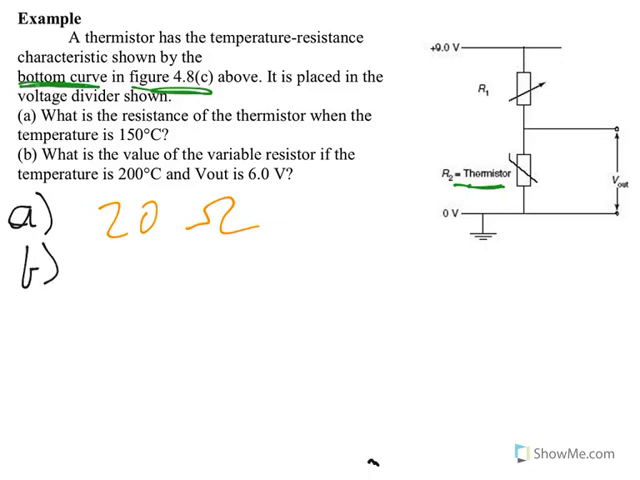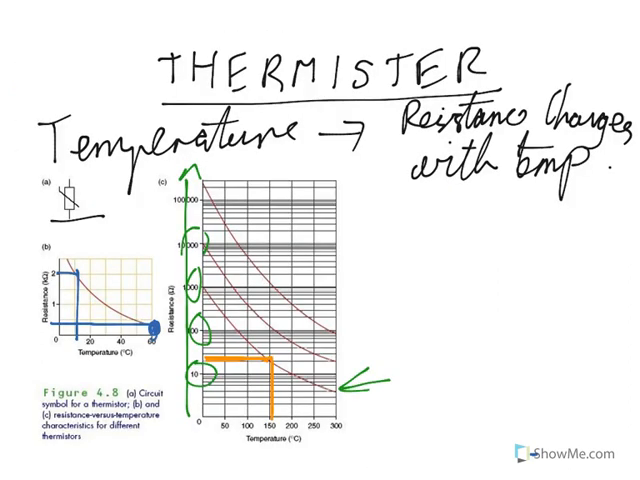Alright, part B. Part B says, what is the value of the variable resistor, that one there, if the temperature is 200 and V out is 6 volts? So we've got some information. We know V in is 9, V out we're told is 6. We know the temperature, so let's go back here, and from the temperature of 200 we go up to here and then go across, and so that's 10 ohms.